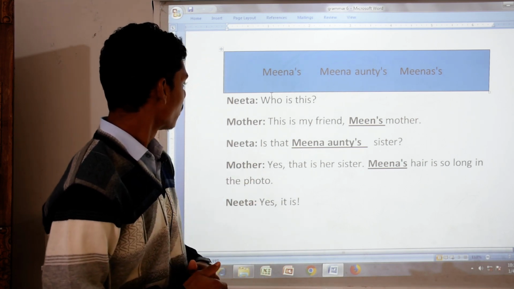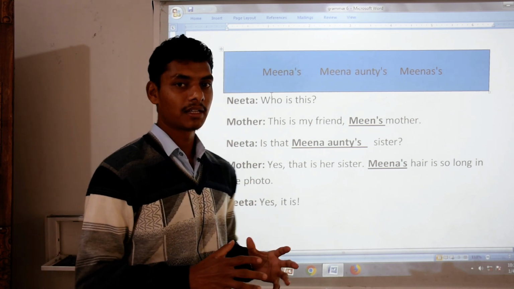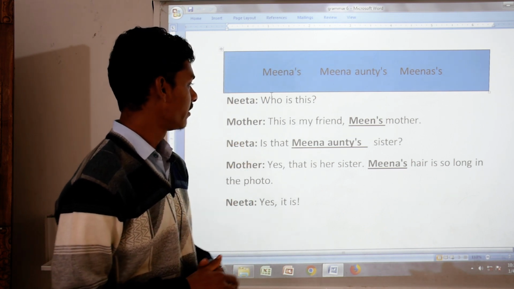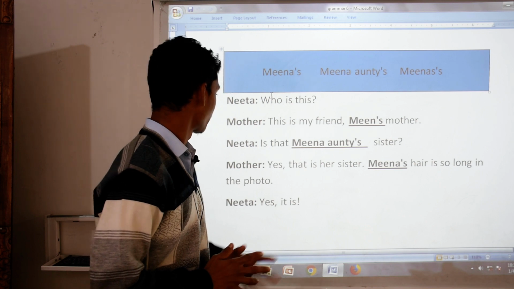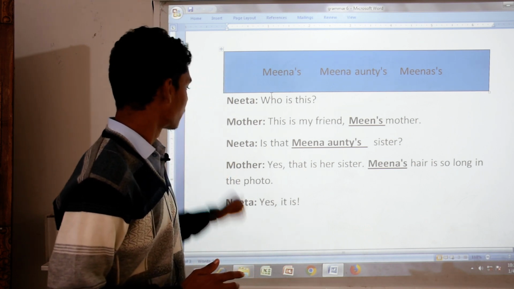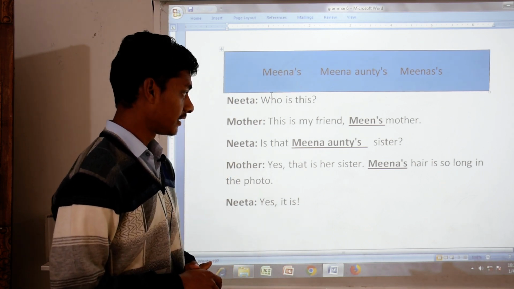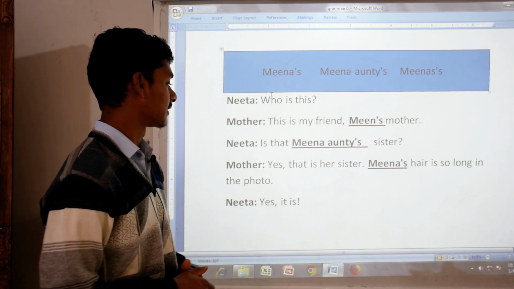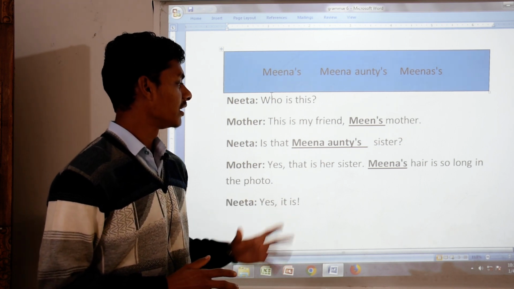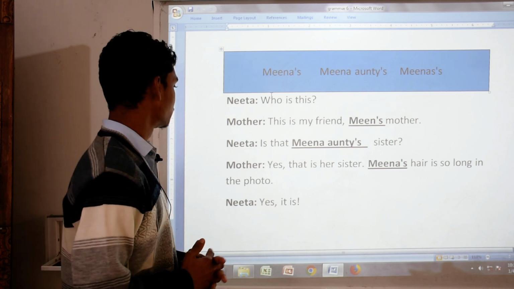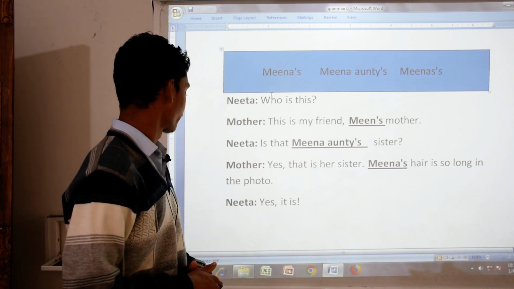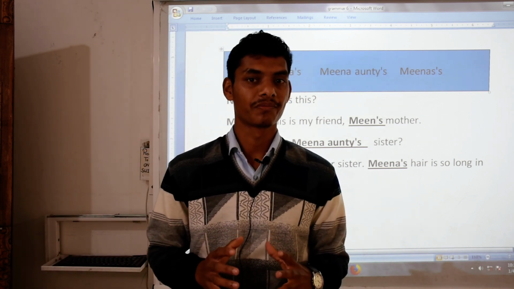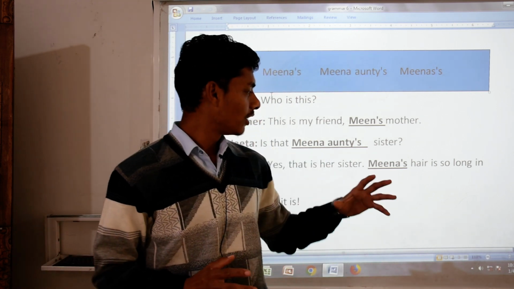First, Nita: Who is this? Okay, Nita is asking her mother, who is this? Mother: This is my friend Mina's mother. Next, Nita: Is that Mina's auntie? Mother: Yes, that is her sister. Nita: Mina's hair is so long in the photos. Mother: Yes, it is. Okay, here you see the nouns and their belongings.